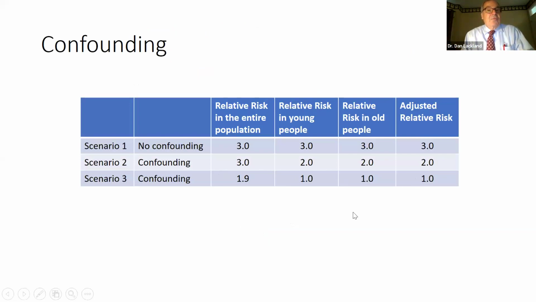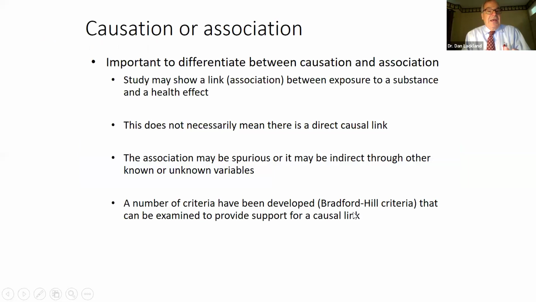So at this point, we can say that it looks like we do have an association, a confounding effect of age at first intercourse. The question that you also have, very important, is causation along with the association. It's very important to differentiate between causation and association, as you well know. Many times a study may show a link, an association between an exposure to a substance and a health effect, and this does not necessarily mean a direct causal link, as many know.